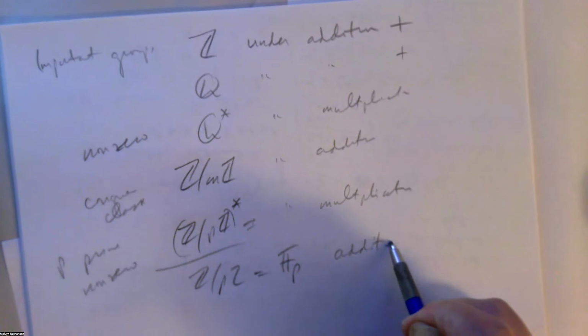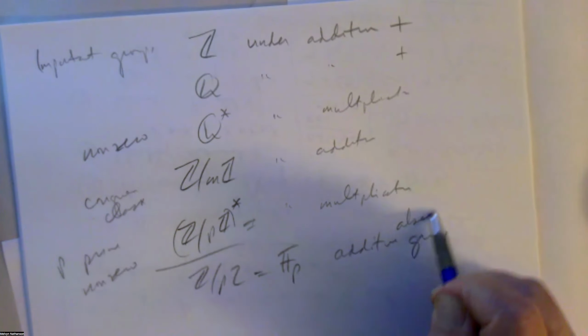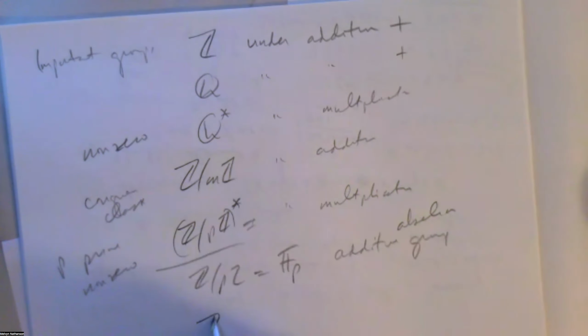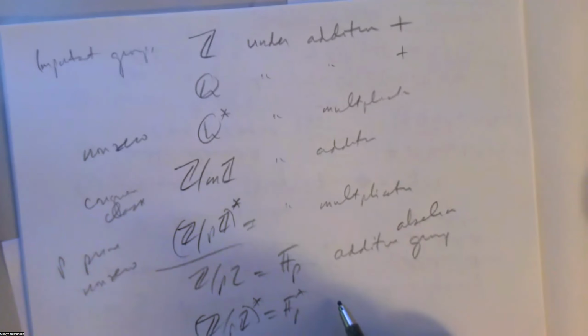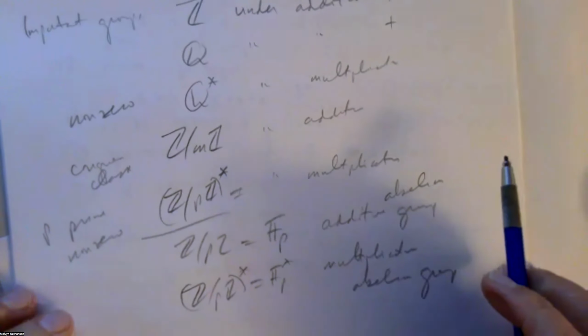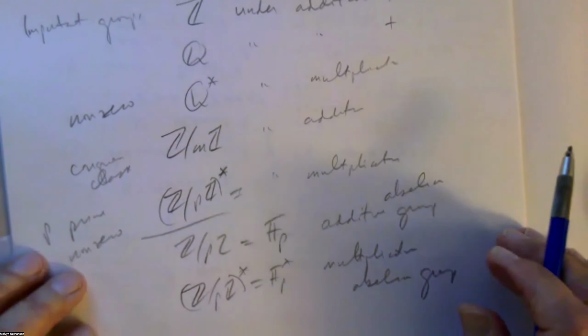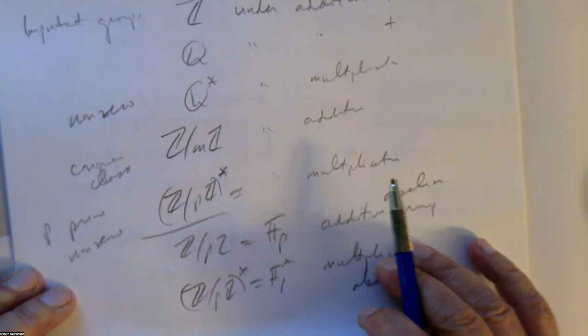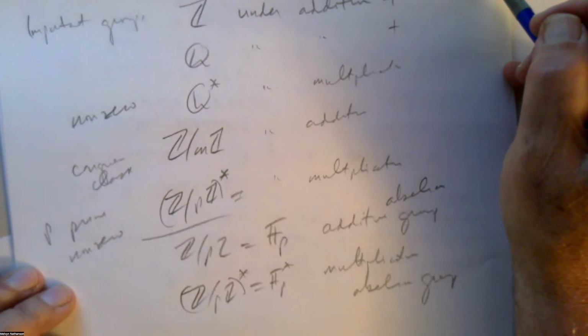That's an additive group, an additive abelian group, in fact. And Z mod pZ star, or F_p star, is a multiplicative abelian group. So these are groups that we've seen so far. And elliptic curve cryptography is based on a new additive group, which is a little bit more sophisticated than the examples I've just seen.